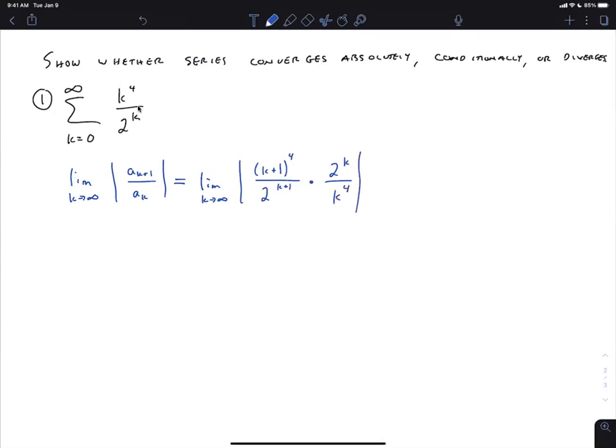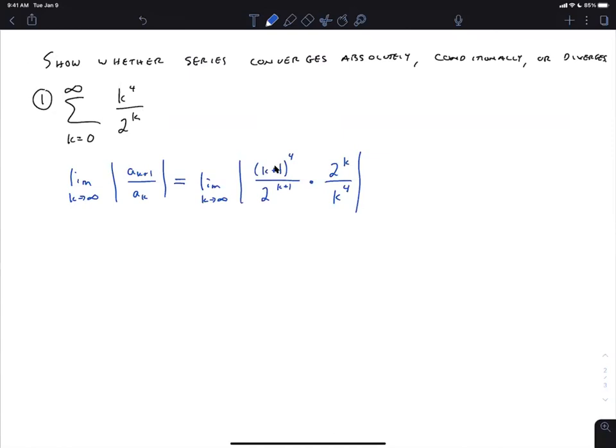Does that make sense to everybody? Please ask if any of this is unclear so far. Right now, we're just trying to figure out how to do it. Once we've determined we should use the ratio test, do we understand how I'm getting this set up? Everybody good? Okay. So now we're going to try to simplify this.